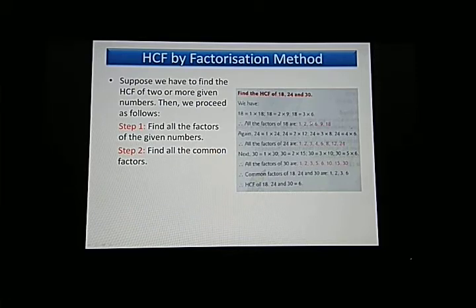Then we have to see next which is the common factor. 3, yes, 3 is there in all three. Then 6, yes, 6 is also there. So then we have to see which are the common factors.